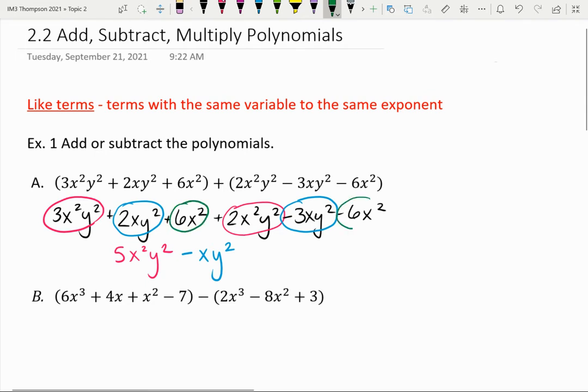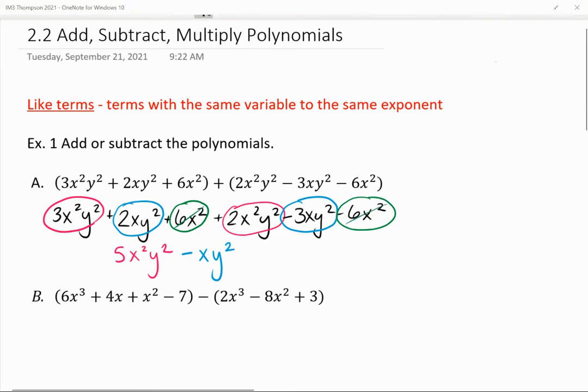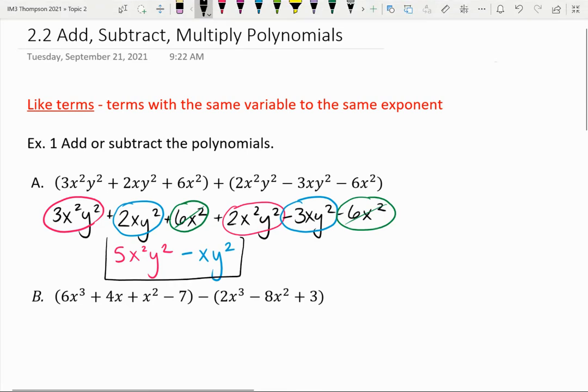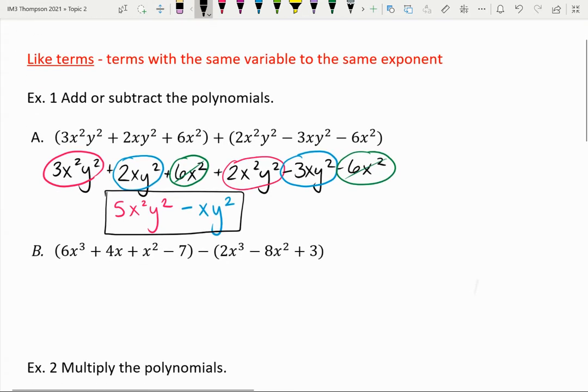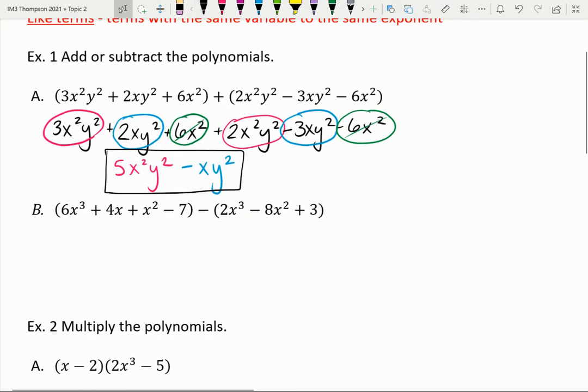And I have 6x squared minus 6x squared, which are opposites. And those will just actually cancel and go away. So I get this as my simplified expression. These are not like terms because this x has this squared and this one does not. So far.